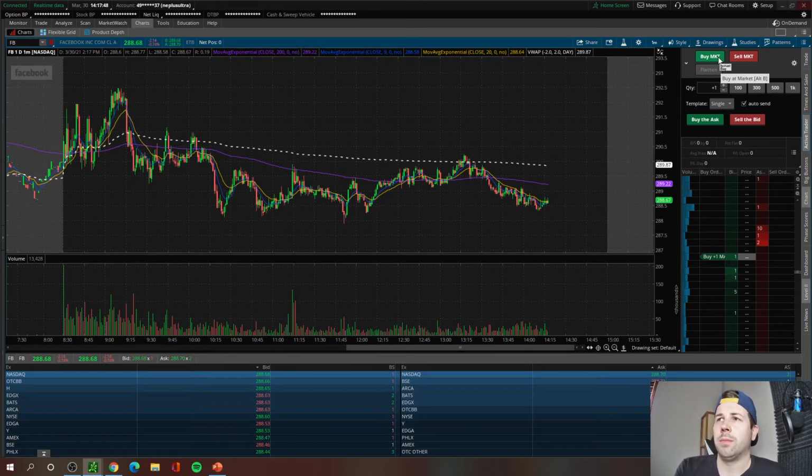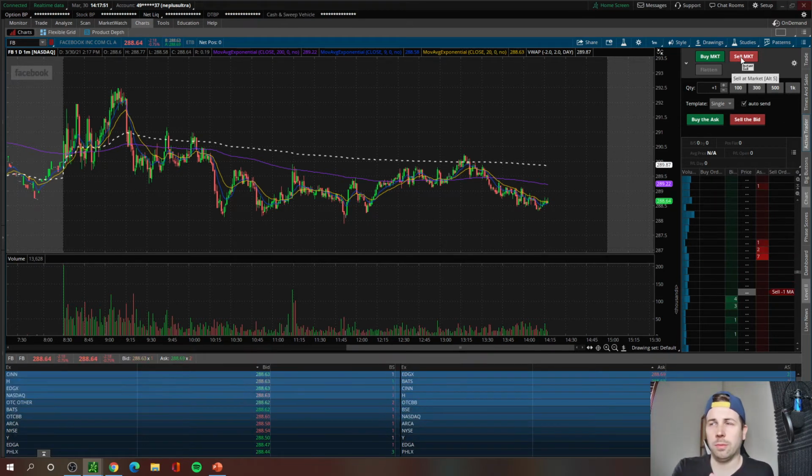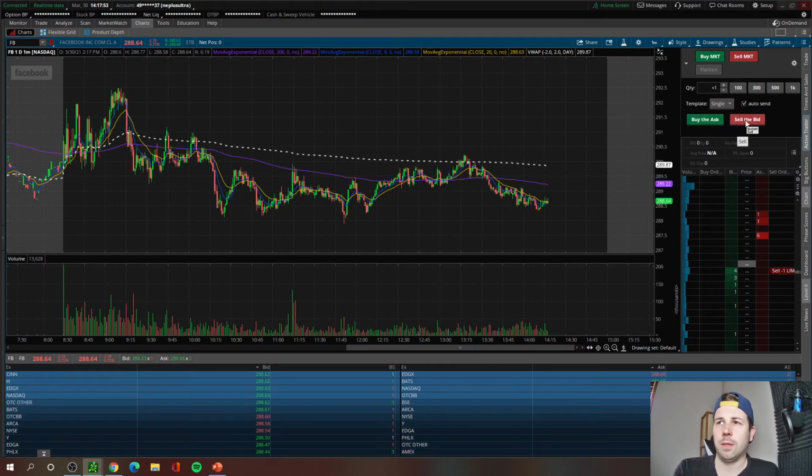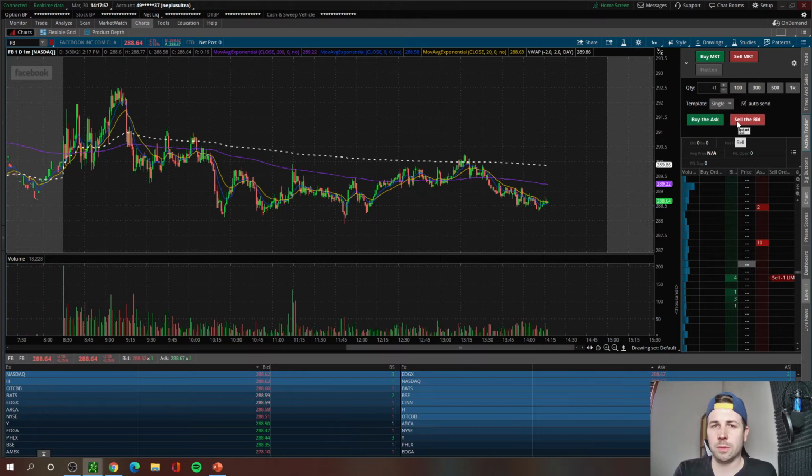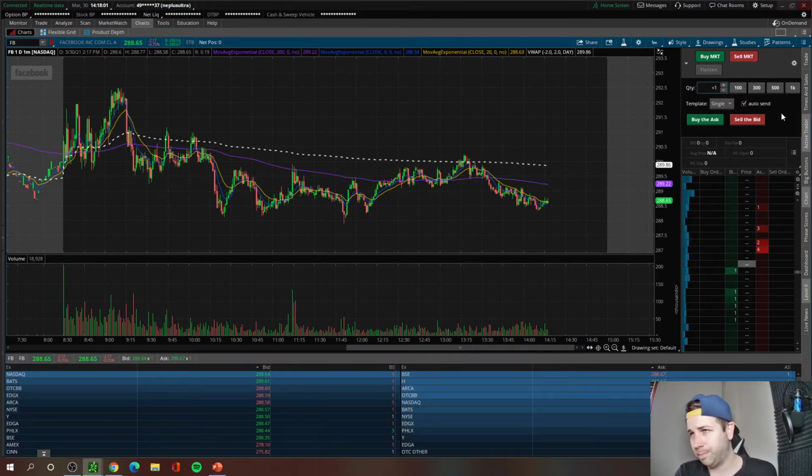I have my buy market and sell market buttons here at the top. We'll go through a position with those. I have my limit order buttons down here. So I have buy at the ask and sell at the bid. Those are limit orders. And here's our quantity of how many shares we're going to take.